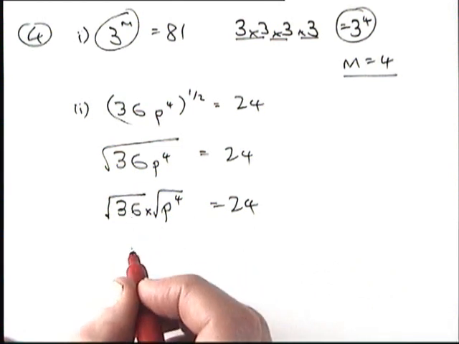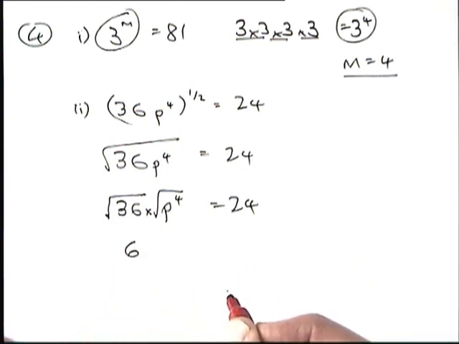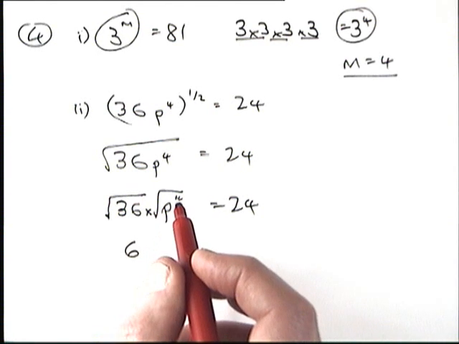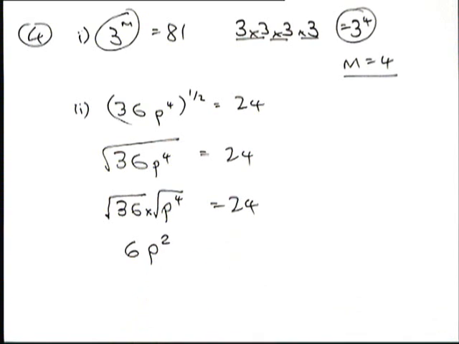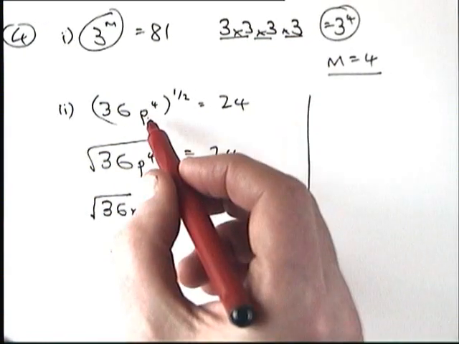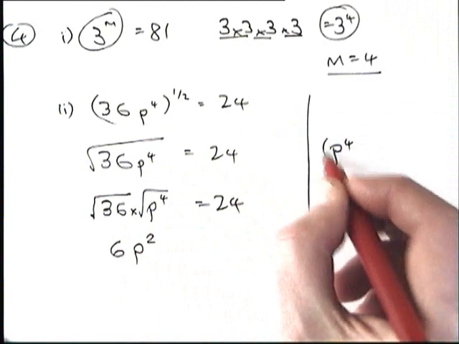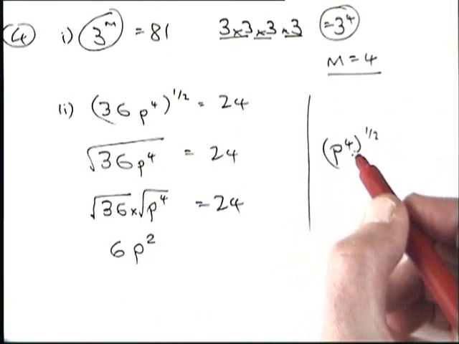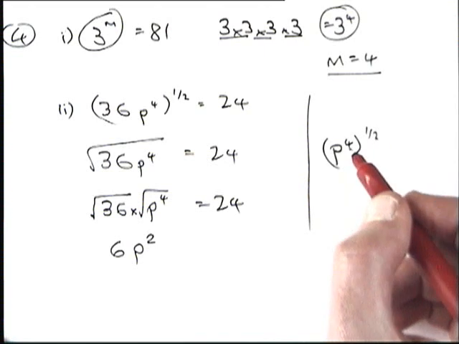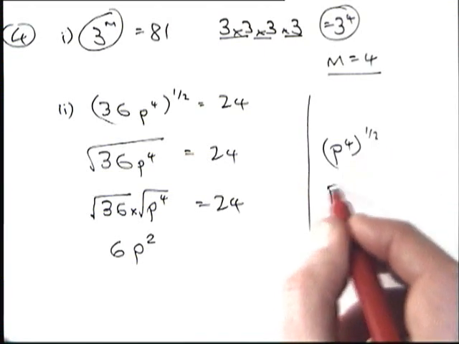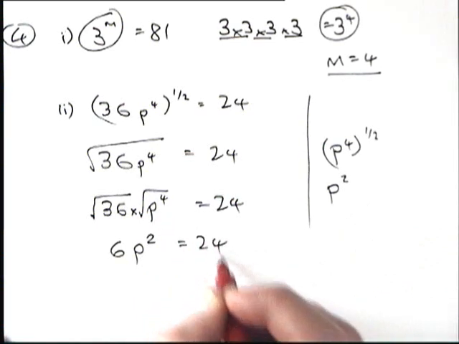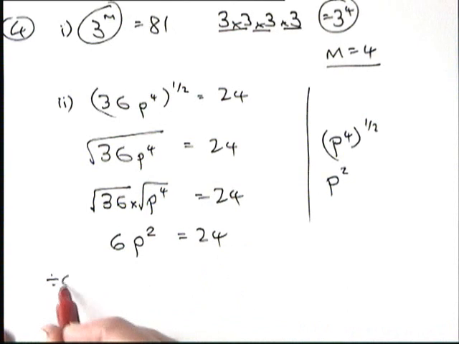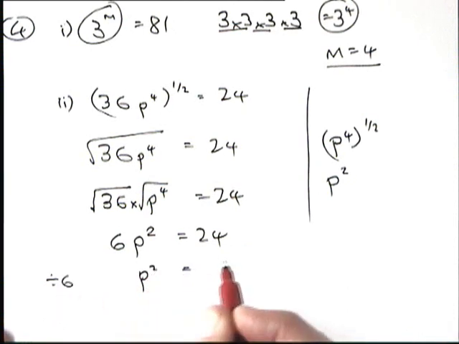Well, the square root of 36 is 6. And the square root of p to the power of 4, if you're square rooting, you always half the power. So that's p squared. And just over here, we could have done that as p to the power of 4 to the power of a half. Again, if you do a power to a power, you times those powers together. And 4 times by a half is 2. So that's just another way of looking at that. And that's equal to 24. So if I divide both sides by 6, I get p squared is 24 divided by 6, which is 4.